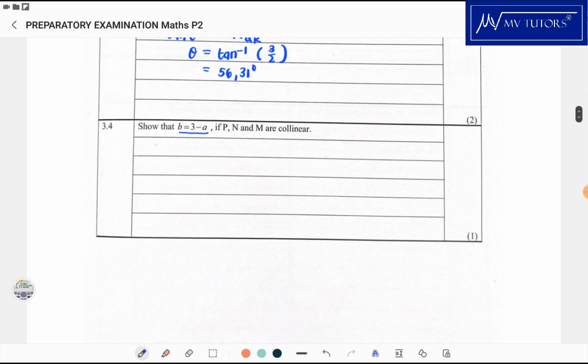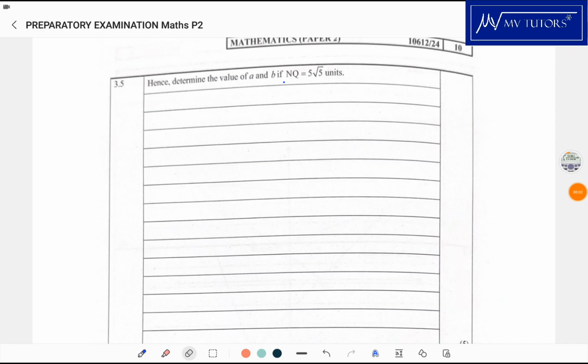Substitute the point N because we have y is equal to negative x plus 3. And our point N, remember we said N is (A, B). So in the place of y, we put B, and in the place of x, we put A. Yes, it's 1 mark. So B is 3 minus A. There we have it. Let's make our A look like an A instead of a 9. Question 3.5: Hence, determine the value of A and B if NQ is 5 root 5 units.